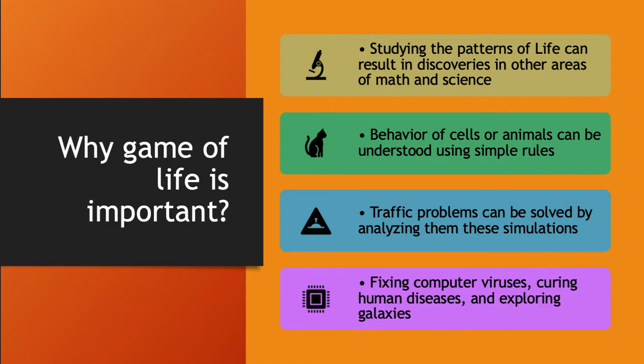Why is Game of Life so important? First of all, it helps in studying the patterns of life, which can result in discoveries in other areas of maths and science. Also, one can predict behavior of cells in animals. One of the major things that can happen because of Game of Life is to analyze traffic problems by using these simulations. Also, fixing computer viruses, curing human diseases, and exploring galaxies.